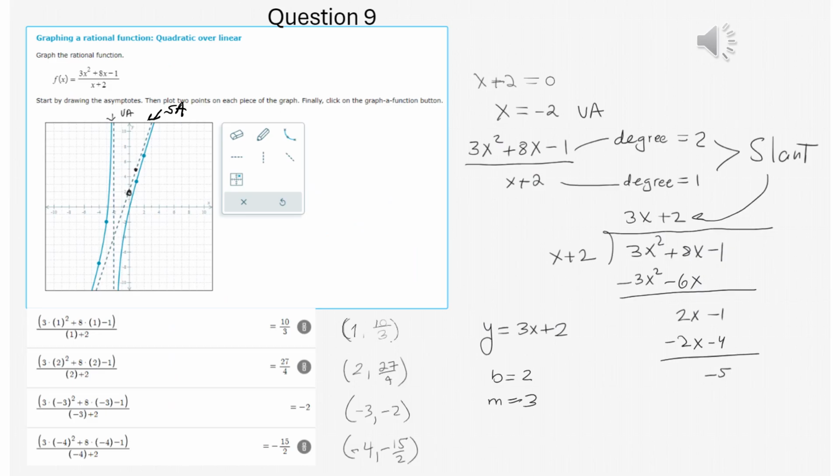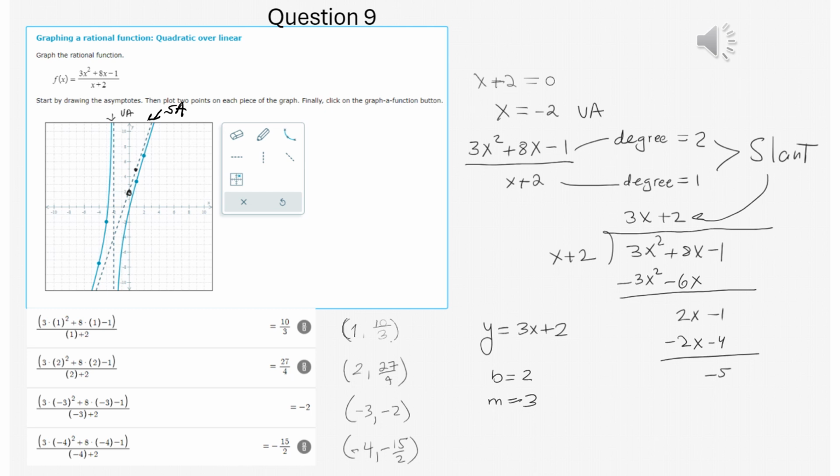Question 9 is very, very interesting. In this case, the same procedure. You take the polynomial in the denominator, x plus 2 equals 0, x equals negative 2, is the vertical asymptote. You know that. The second is, in order to find if we have slant or horizontal, you analyze the degree. Degree 2 in the top, degree 1 in the bottom. Definitely no horizontal. It's a slant. Therefore, you do the division of this expression, and you get the quotient, the slant equation. The slant equation is y equals 3x plus 2.